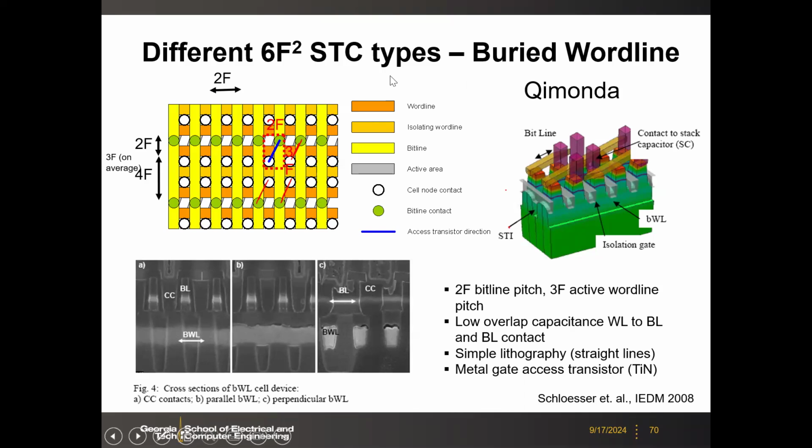But here the key concept we're going to discuss later is that this company proposes the buried word line, which is important for the DRAM industry. This was proposed by this Qimonda company, which is now already bankrupt. This company was from maybe 2006 to 2010, based in Germany. It had a lot of innovations in the industry and many patents, and many of them were later acquired by Micron, I believe.